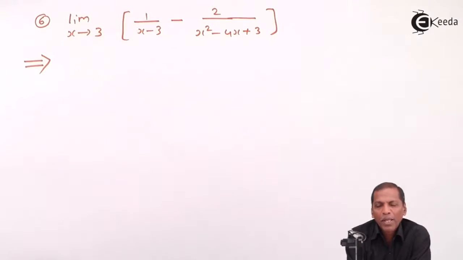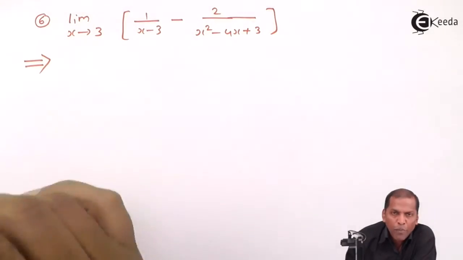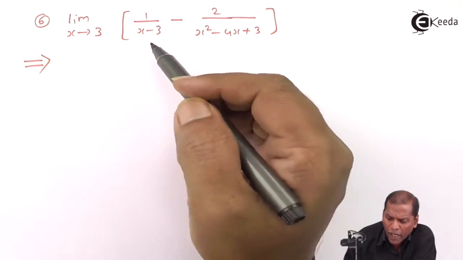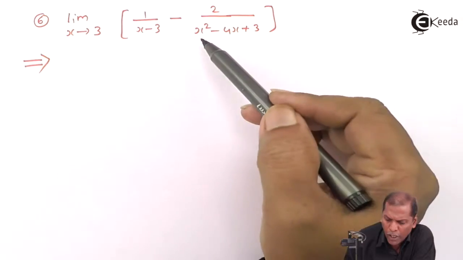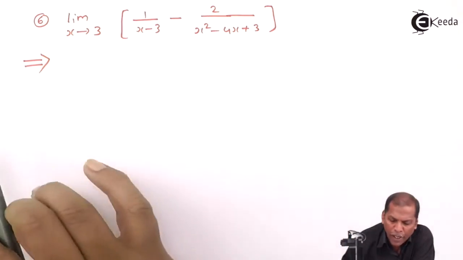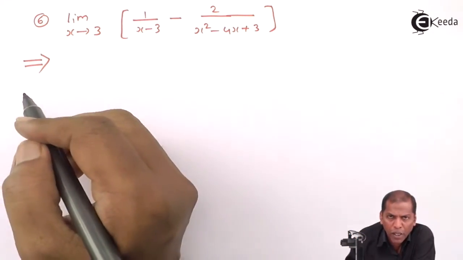Hello friends, now we see problem number 6, which is also based on the factorization method of the chapter limits. Problem number 6 is: limit x tends to 3 of [1 upon x minus 3 minus 2 upon x square minus 4x plus 3], the square bracket complete. Now let's see the solution.